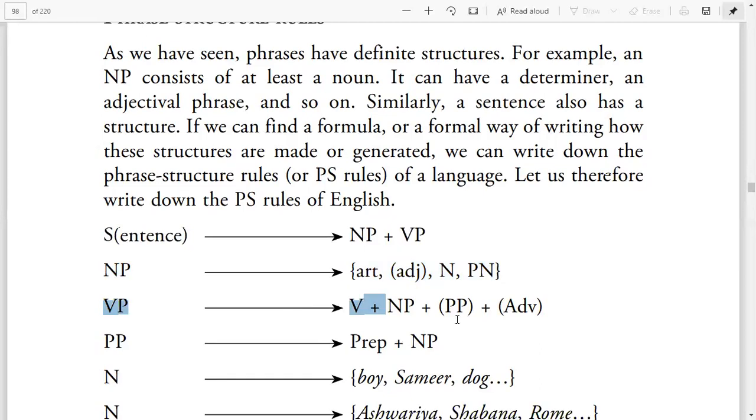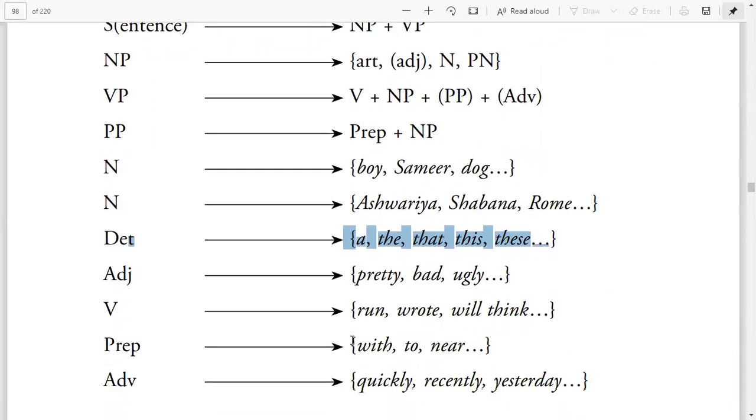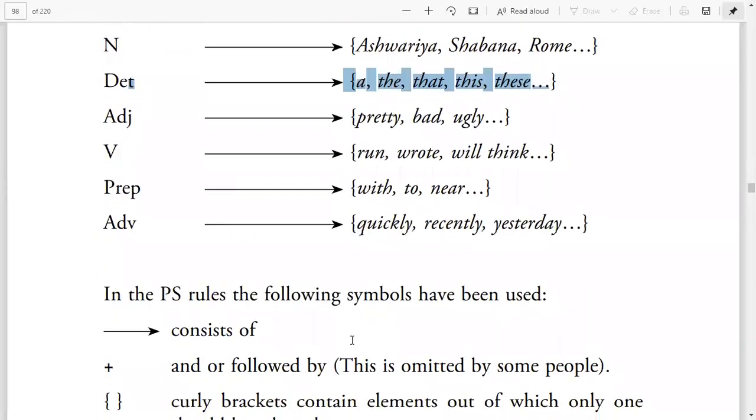And what is verb phrase? These are the things which are included under the heading of verb phrase. And what is PP, preposition phrase? This is a combination of preposition plus noun phrase. These are nouns, right? And these are also nouns, proper nouns you can say. Determiners, here you can find them, right? These are adjective, etc. Verb, preposition and verb, etc.